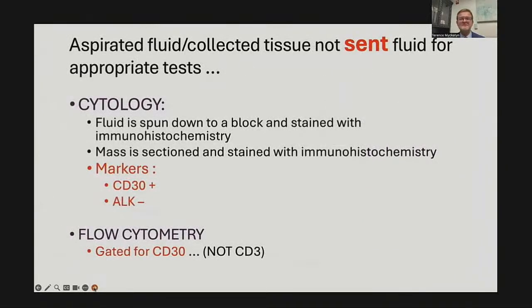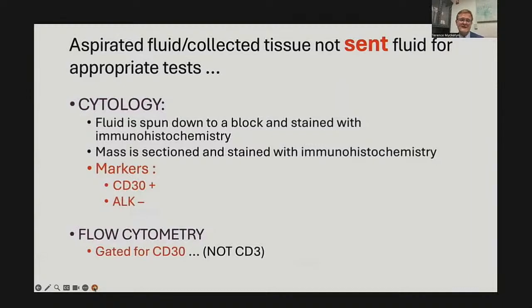Sometimes what can happen is that the fluid is aspirated, but it's not actually sent for the appropriate tests. So just to review, for cytology, the fluid or the mass is sent, the fluid would be spun down into a block, and then stained using immunohistochemical techniques, looking for T cells that are CD30 positive and ALK, anaplastic large cell lymphoma kinase, negative. The fluid should also be sent for flow cytometry.